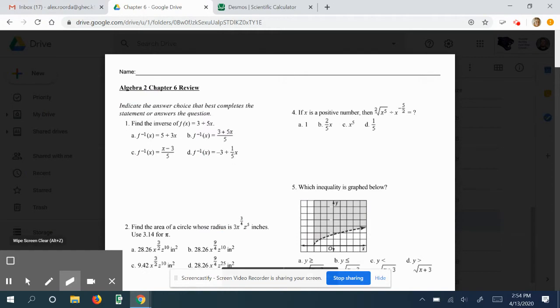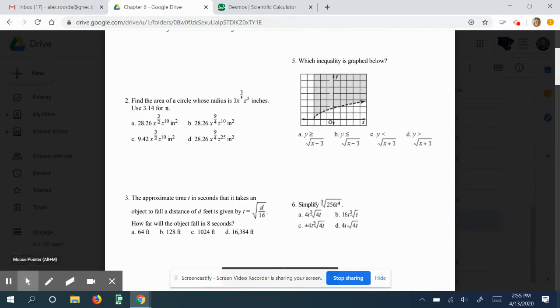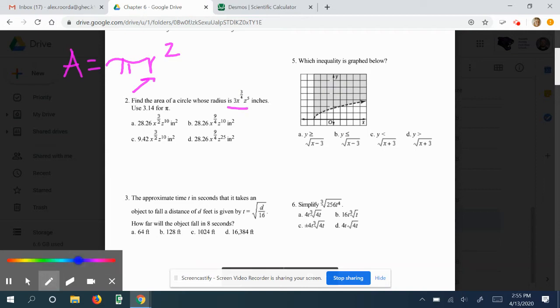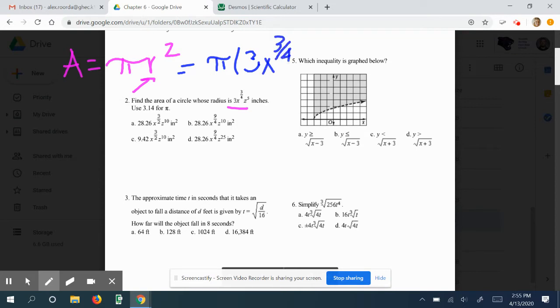All right. Question number 2. It says use the area of a circle whose radius is 3 x to the 3/4 z to the 5 inches to find the area, and we use 3.14 for pi. In case you have forgotten, the area of a circle is pi times our radius squared. So we have to replace our r with 3x to the 3/4 z to the 5th. So I'm going to rewrite it as pi times 3 x to the 3/4 z to the 5th, all squared.